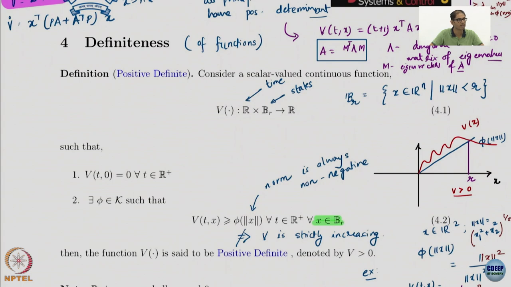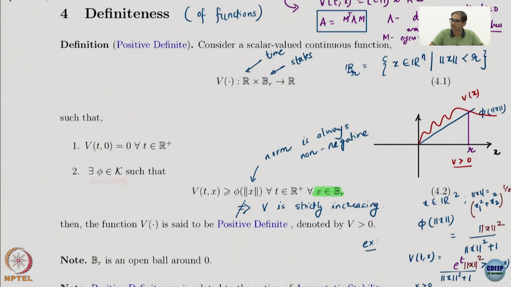If I put 0 states, it's almost like saying that at equilibrium, if my right hand side of the system is 0, then this function which I am trying to use to analyze the system cannot be non-zero when the states are 0, okay? Doesn't make sense. So it has to be 0 when the states are 0.